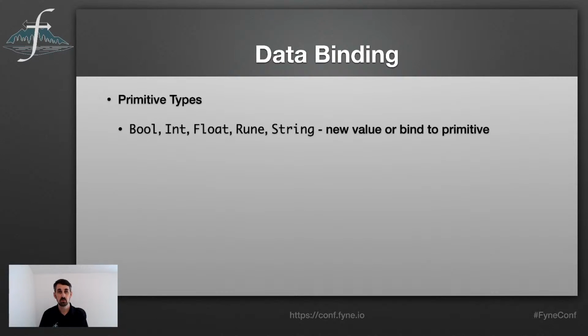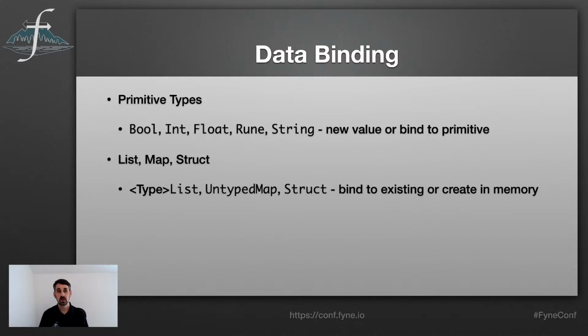We started out with bool, int, float, rune, and string, which all map quite clearly to standard primitive types under the hood. And these provide two-way bindings so that if something is changed at the source, it will propagate out to a widget. And if it's connected to a widget that can edit, like entry, the data change will be pushed back as well. And this all happens completely transparently.